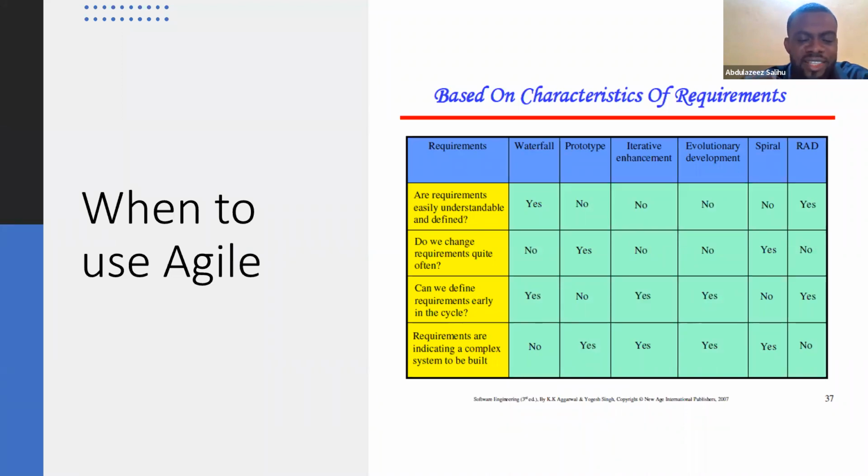So one of the first characteristics is the requirement. What are the characteristics of your requirement when you want to use Agile? Look at it. When your requirements are easily understandable and defined, it doesn't mean you can't use Agile, but for requirements I don't expect to change often, don't stress yourself. You can leave it to your traditional waterfall. You can use Agile as well if you want, but it has to be a rapid application development framework.